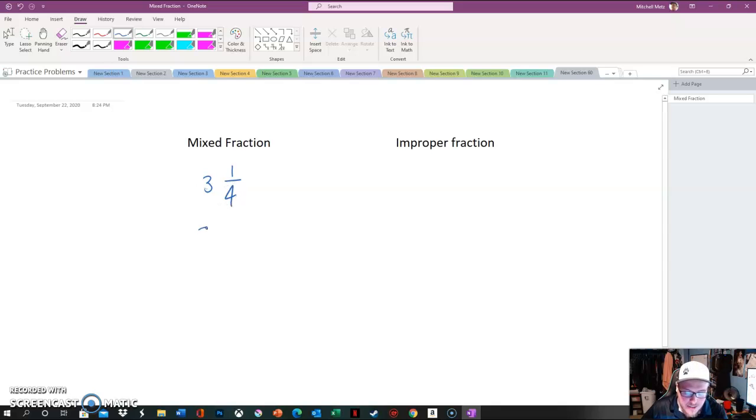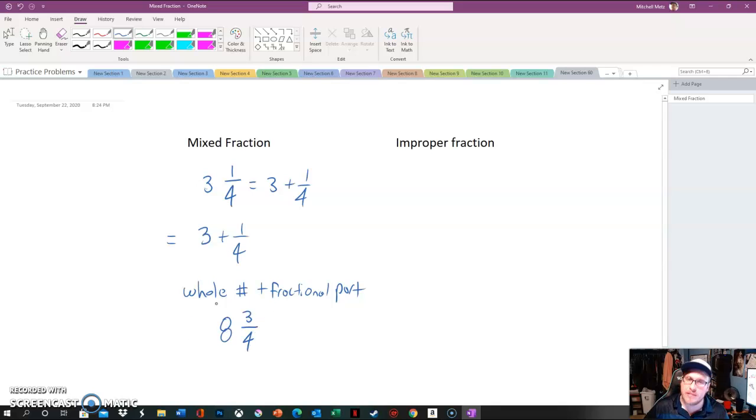What this means is it's the same thing as saying 3 plus 1/4. I could have written up here, it's the same thing, 3 plus 1/4. That's all it means. It's just a whole number plus a fractional component, or fractional part. That's all a mixed number is. Let's give you one more example. Let's say I had a whole number 8 and a fraction piece 3/4. This is another example of a mixed fraction.